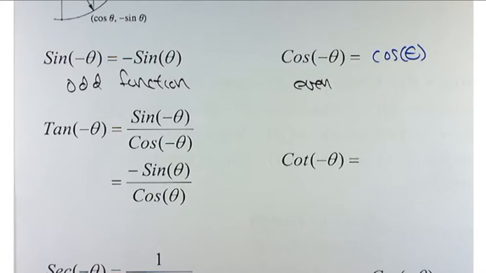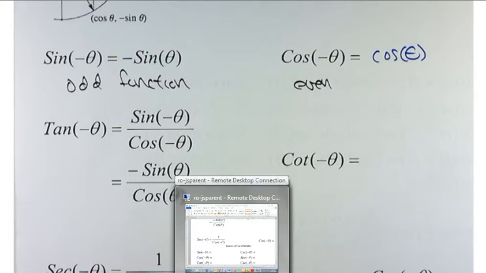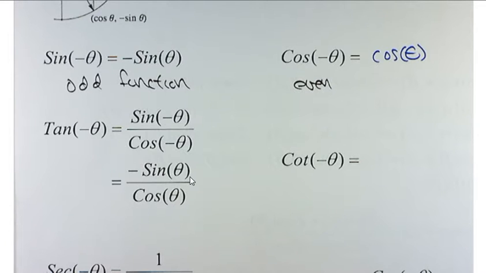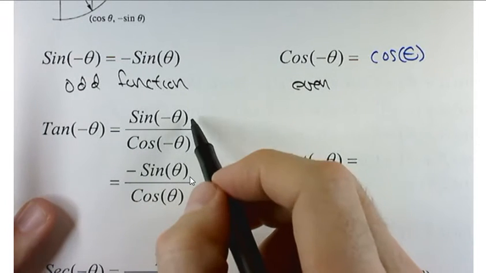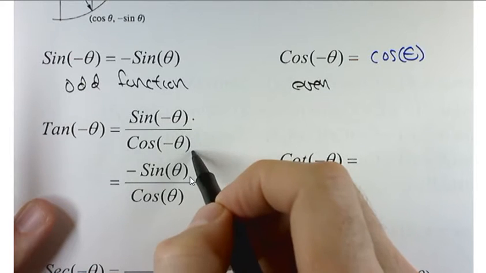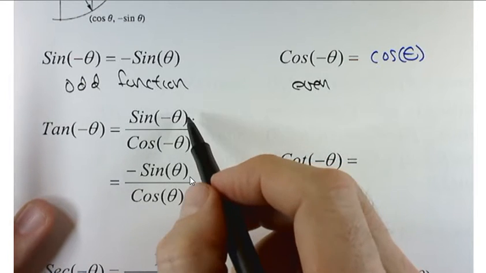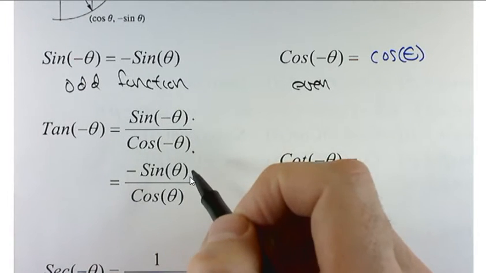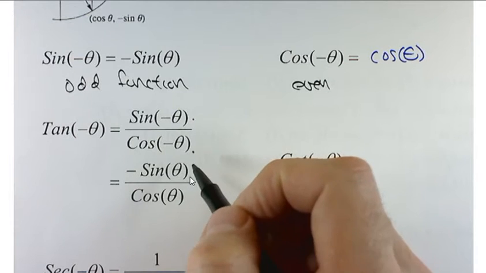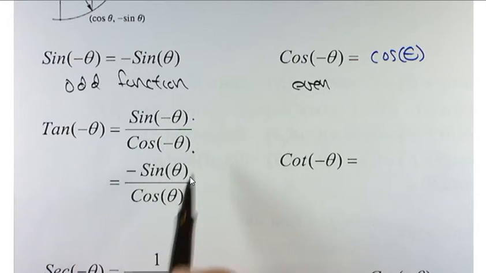Now, once you know those two basic identities, you can start proving other identities. For instance, the tangent of negative theta. Well, tangent of negative theta is the sine of negative theta over the cosine of negative theta. Sine of negative theta I already know. That's just negative sine of theta. Cosine, that's an even function, so cosine of negative theta is cosine of theta.